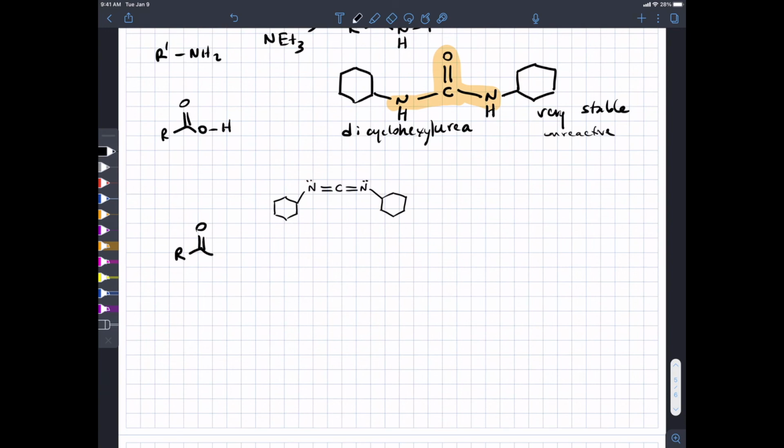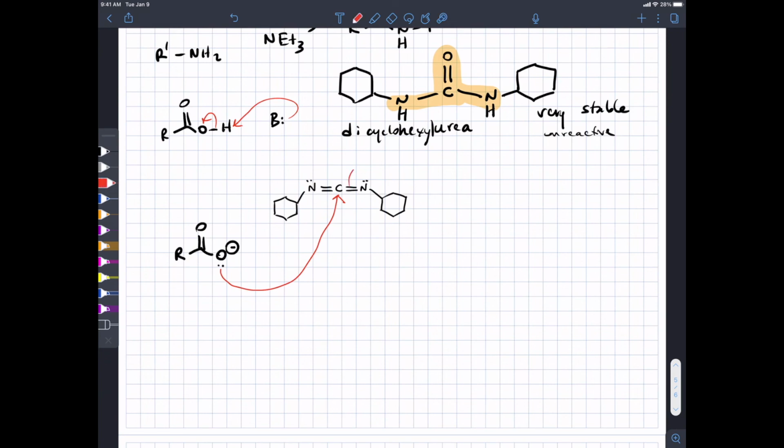So our non-nucleophilic base first removes a proton from the carboxylic acid to give us this negatively charged carboxylate, whereupon that negatively charged carboxylate attacks the carbon of the diamide reagent, and it's attacking one of the two carbon-nitrogen pi stars. So this is basically like carbonyl chemistry.